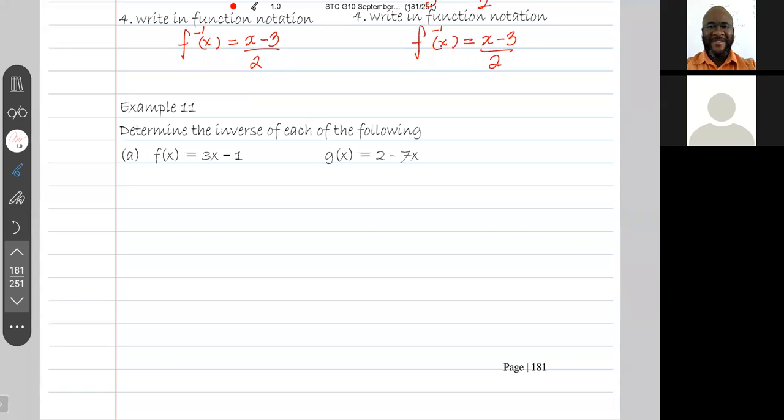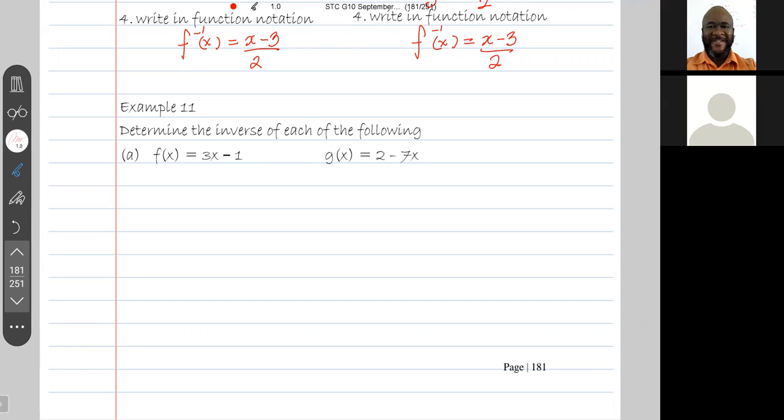All right, so let's have a look at example 11. Example 11 says, determine the inverse of each function. So I'm going to do g of x, and then I want you to do f of x. Finding the inverse of a function has 4 steps.